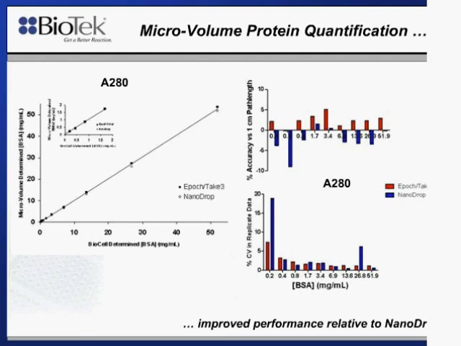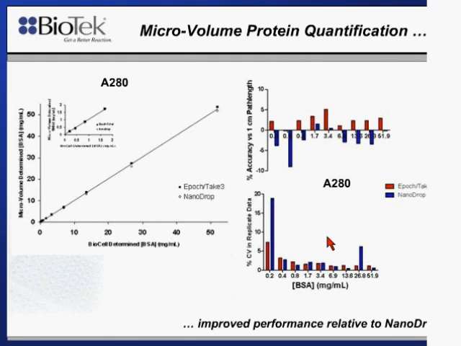If you now look at the bottom bar chart, you'll see CVs and replicates. These are either 10 or 16 replicates for the nanodrop and Epoch Take3 respectively, and you can see we have excellent CVs, generally again below 5% until you get to the very low microgram or 200 microgram per mil concentration of BSA.